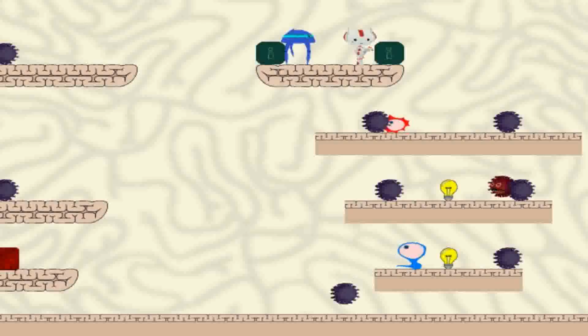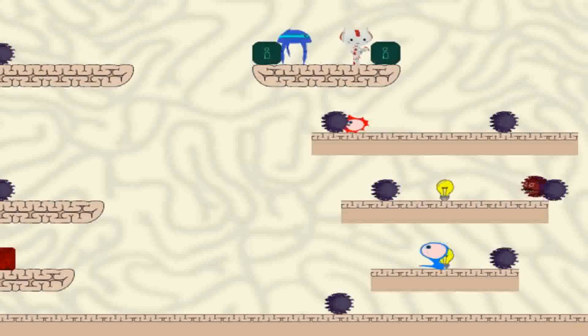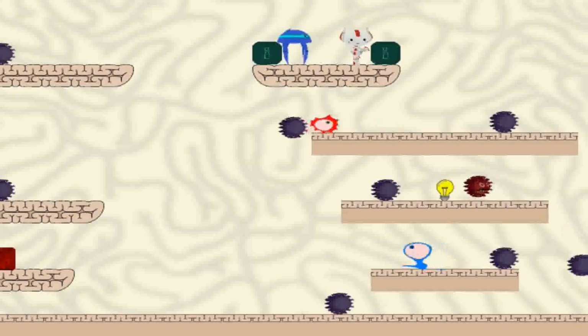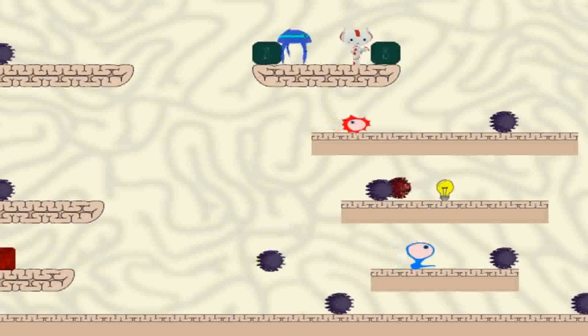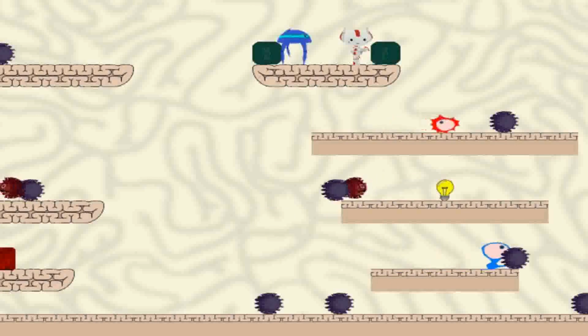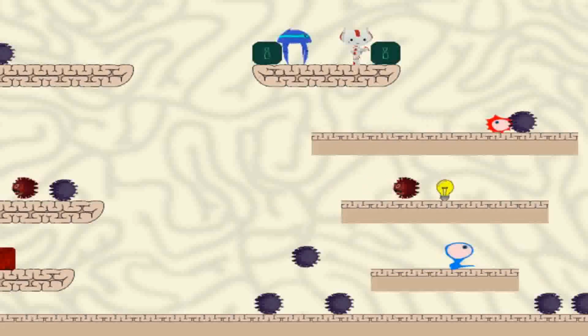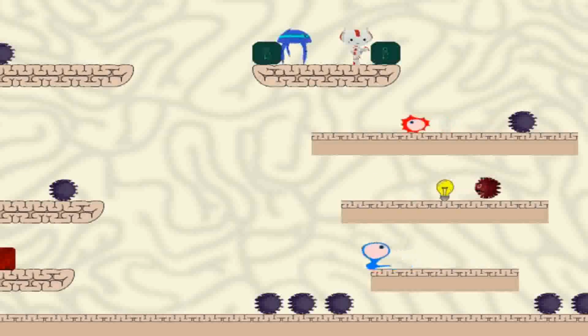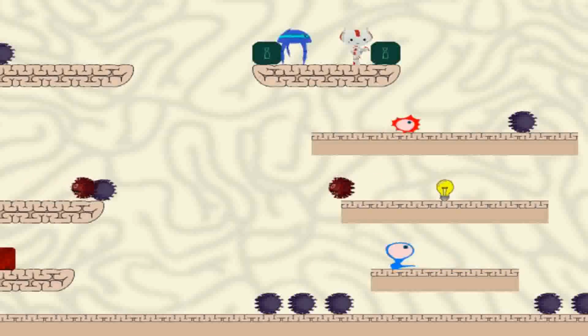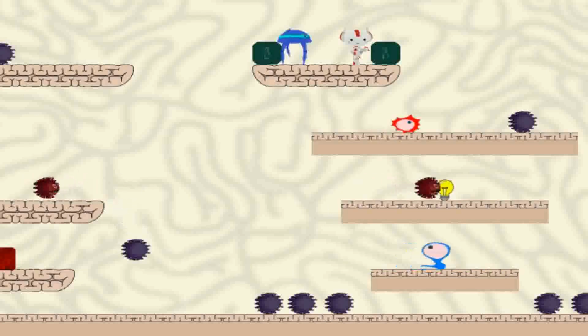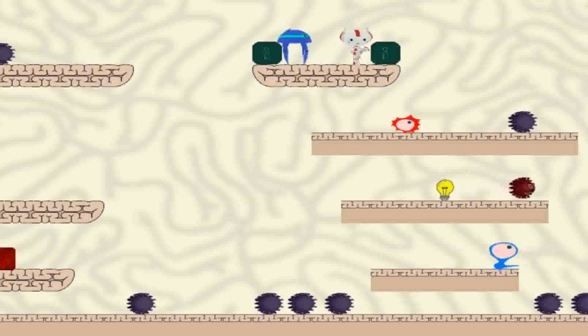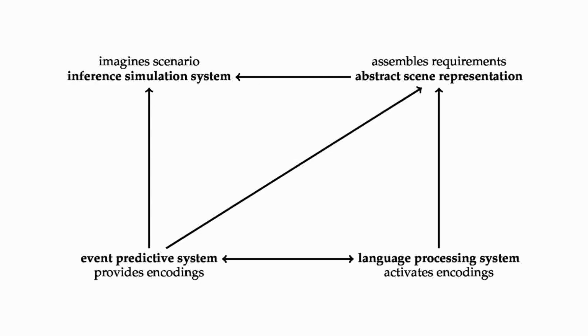To train the event predictive system, we use a simple 2D world and we use linear models to predict the most basic levels of events like falling or moving. Then the system also learns transitions to connect these basic events to be able to predict more complex events in the end, like for example pushing. Once we have these encodings, we can give them to the language processing system.